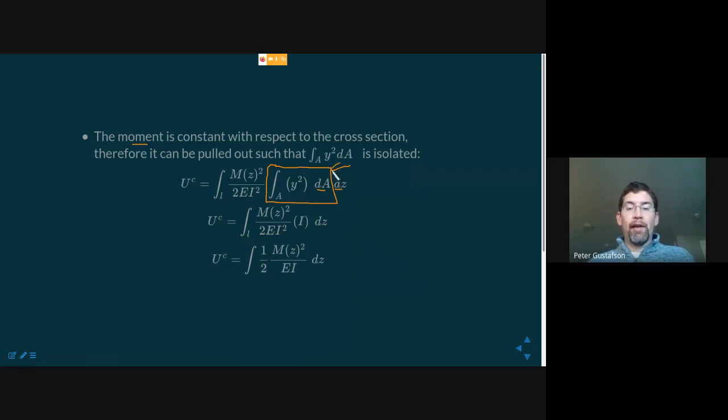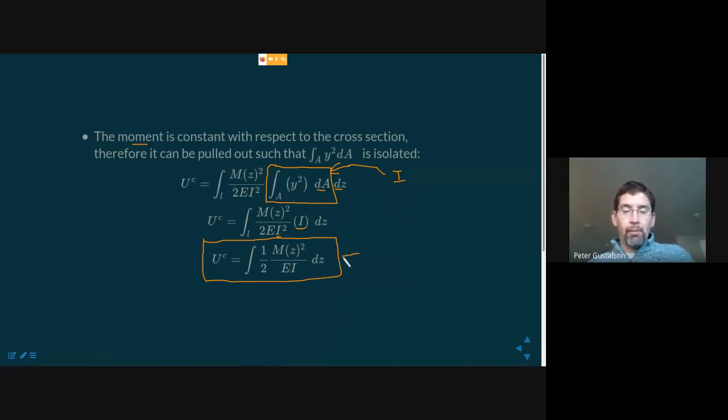Now this form here is something you've seen before. The integral of y squared dA is what? Well, it's pretty easily recognizable as being the value I, the area moment of inertia. So here we put an area moment of inertia. That effectively cancels one of the area moments of inertia there, and our new form of the equation becomes: the total complementary energy in the system is the integral over the length of 1/2 the moment squared over EI dz.